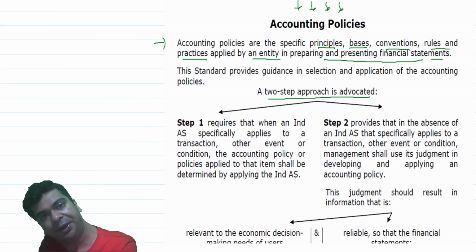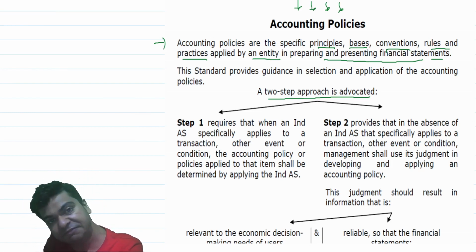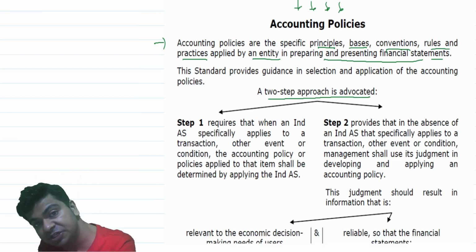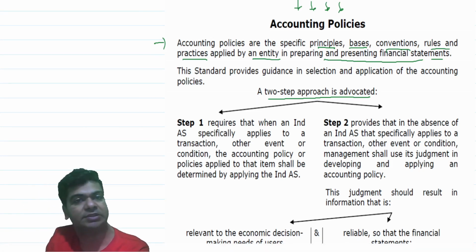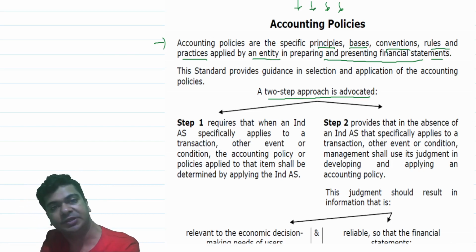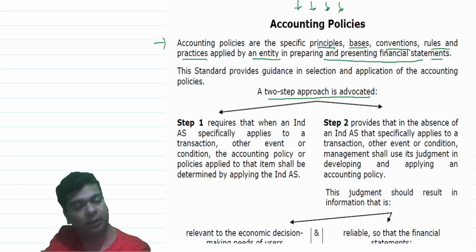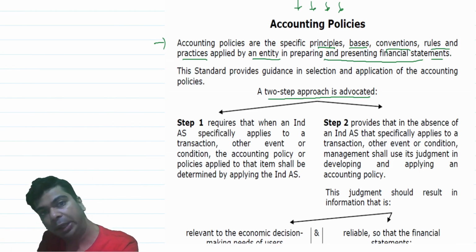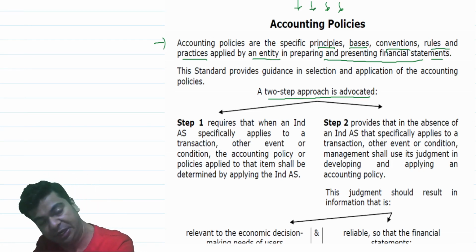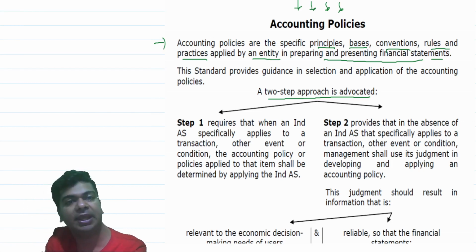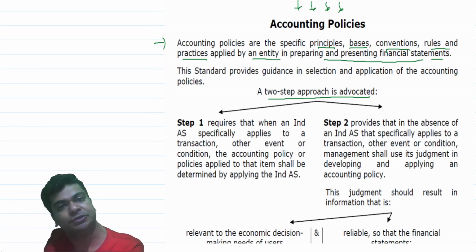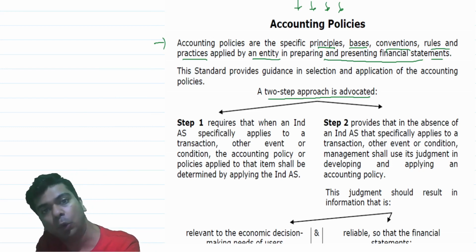See, there are certain items and transactions for which you have a specific Ind AS. If you have a specific Ind AS, you are supposed to follow the accounting practices which are given in that Ind AS. For example, you are entering into a lease transaction. We are having an Ind AS relating to lease. You are acquiring an item of PPE. You are having an Ind AS relating to PPE. You have an intangible asset. We have an Ind AS relating to intangible assets. When you are entering into certain transactions for which there are already available applicable Ind AS, the accounting practices which are given in that Ind AS need to be followed.